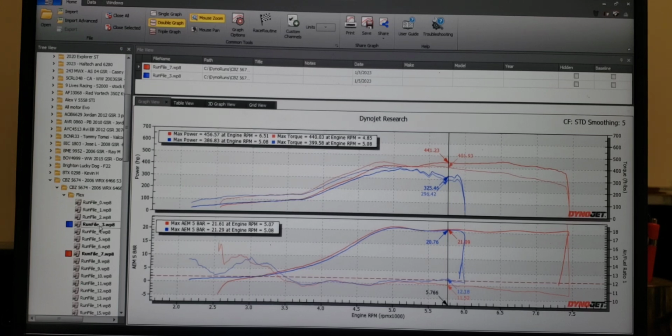Now, other things that we can run into that we're going to get into: boost leaks. Some of the things that can happen there are really obvious. We'll look at that in just a second. We're going to talk about cam timing. There's a few things that can create issues that you might not always think about, but we're going to talk about.